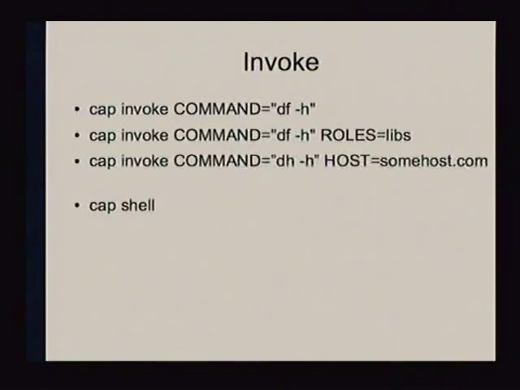New with 2.0 is a Capistrano shell and Capistrano invoke. Cap invoke just says, hey, look at my recipe file. I listed all my servers in there, and I want to see if any of them have free disk space right now. df -h means show me what the free versus used disk space is on a Unix box. Cap invoke lets you just specify the command right there.